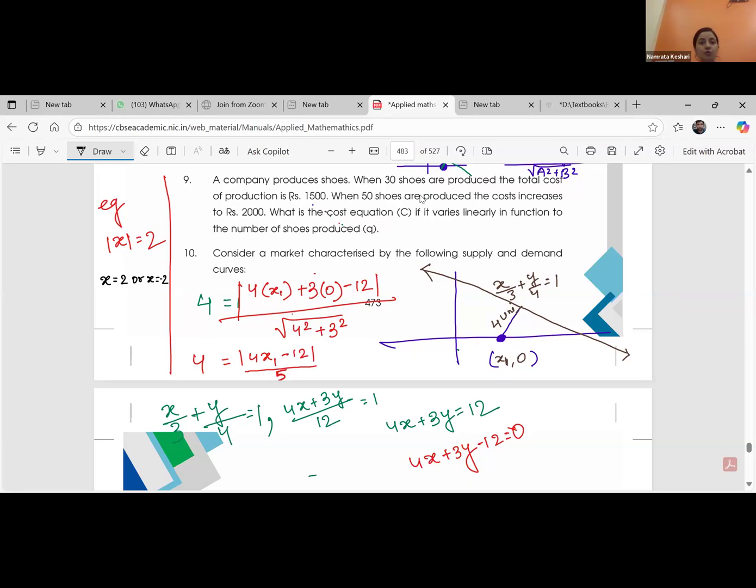Here also you will remove the modulus sign and write 5 times 4. This 5 will go to the other side. We'll have mod of 4x1 minus 12 equals 20. That means when we remove the mod to solve the equation for x1, we will get 4x1 minus 12 equals plus 20, and 4x1 minus 12 equals minus 20. Yes or no?